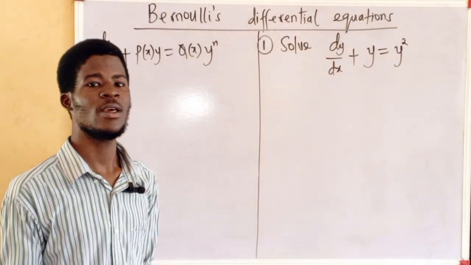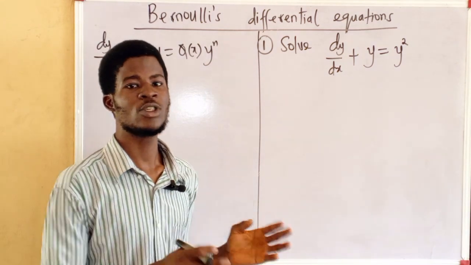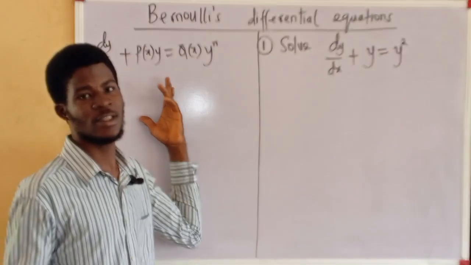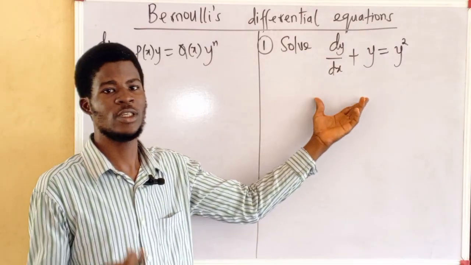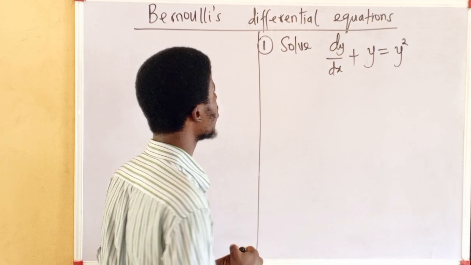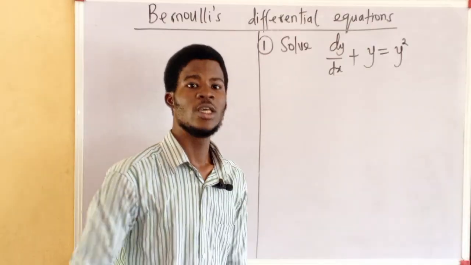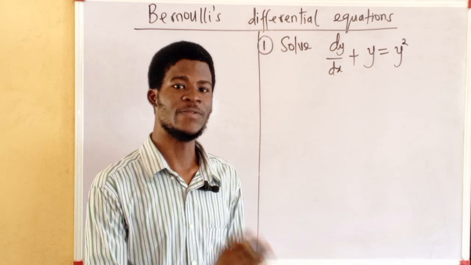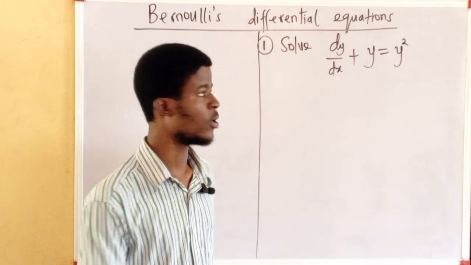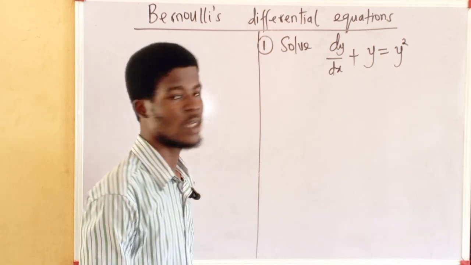So if we are given a Bernoulli's differential equation and the equation is not in this form, the first thing is to convert or change the equation into this form. What we are going to do now is reduce this Bernoulli's equation into a linear differential equation of the first order. Of course, this is a first order differential equation. Okay, so this is how to do it.